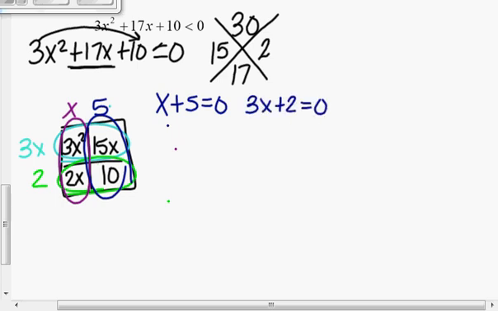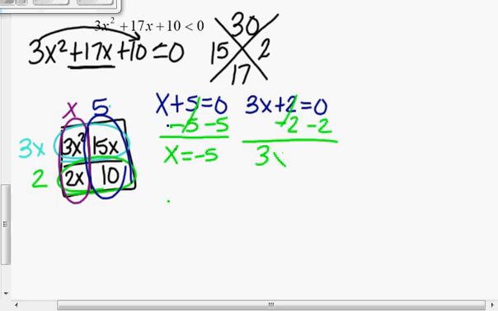Now we just solve for x. So we're going to subtract 5 on both sides here. We get x equals negative 5. Subtract 2 on both sides for this one, and we get 3x equals negative 2. Divide both sides by 3, and x equals negative 2/3. So now we can do our inequality line.